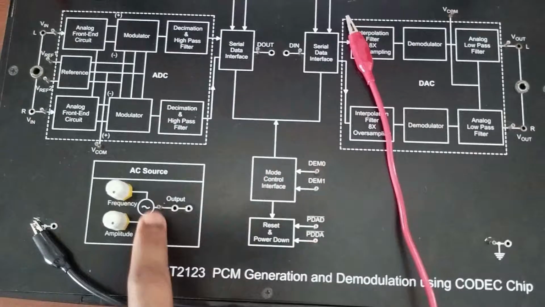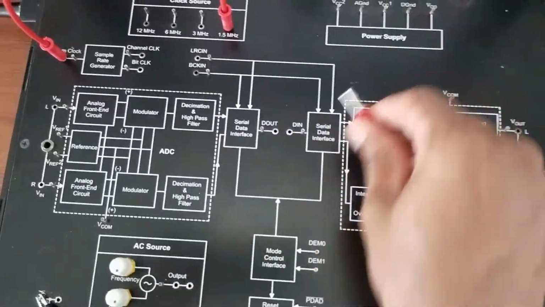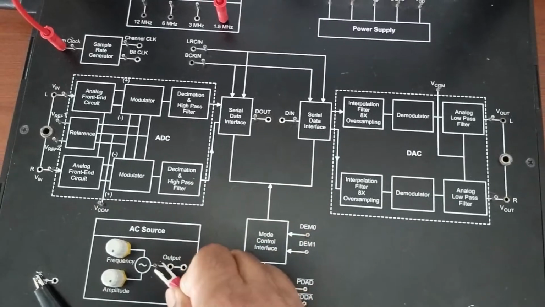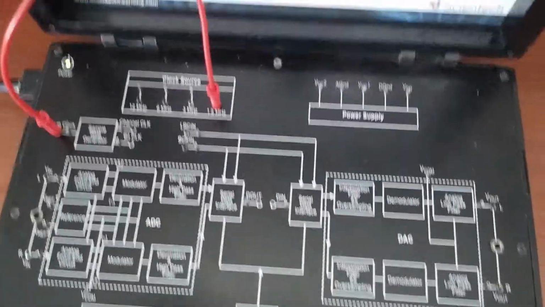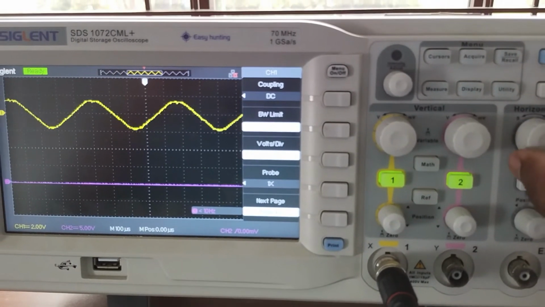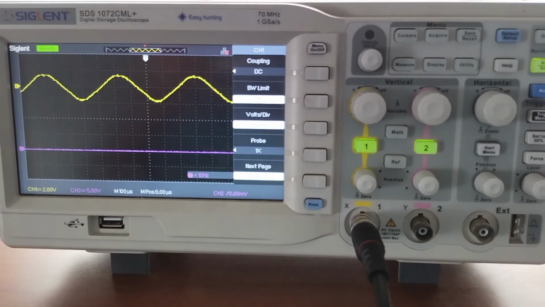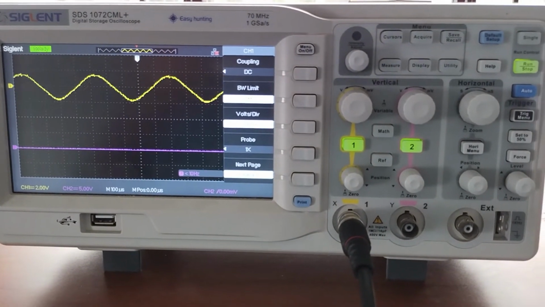Then I am using the AC source as a message signal. Here I am connecting the positive knob of the CRO to the AC source, which will give the amplitude of the message signal and the time period of the message signal. So this is the AC signal I am getting from the AC source, which simply acts as a message signal.